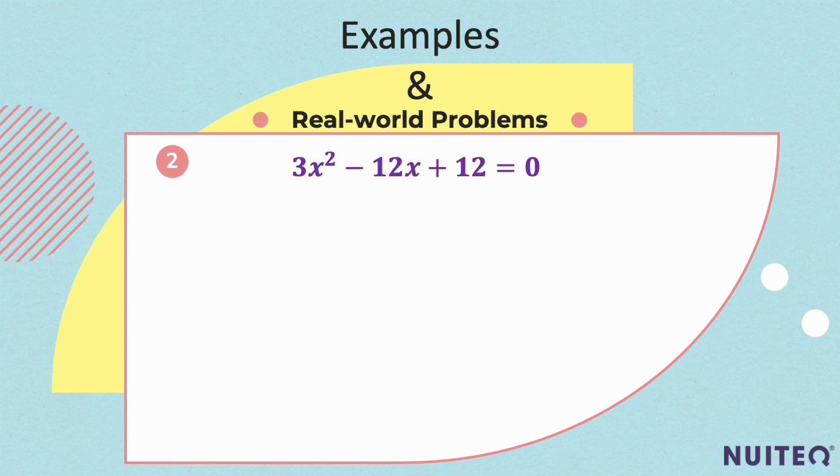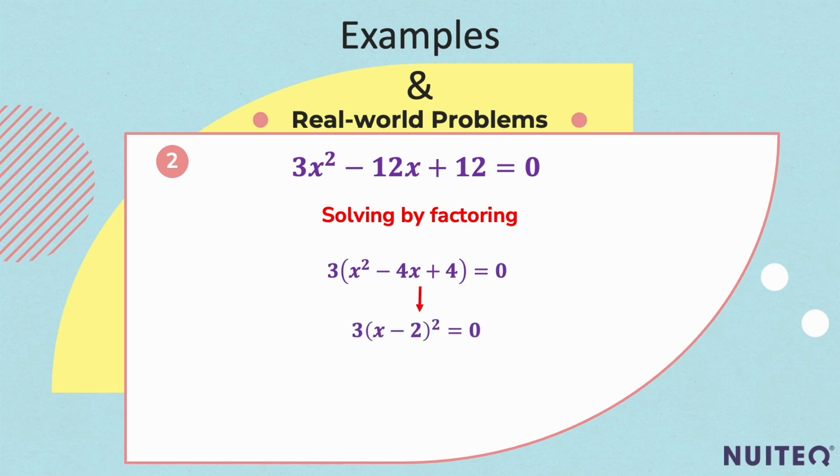3x squared minus 12x plus 12 is equal to 0. To solve this, we can rewrite the equation in its factored form. First, we can factor out a 3 from each term. 3 times (x squared minus 4x plus 4) is equal to 0. Then, we can factor the quadratic expression further. 3 times (x minus 2) to the power of 2 equals 0. Now, we can easily see that x equals 2 is the only solution.